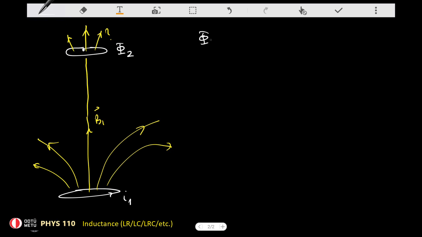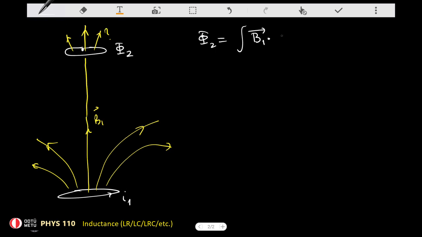I need to express the magnetic flux through the second circuit, assuming that there's current only in the first circuit. That's basically B1 dotted with the area of the second circuit. So that's the expression. What we are going to do is approximate the magnetic field to be almost constant there. So this is then approximately equal to B1 dotted with the area of the second circuit.